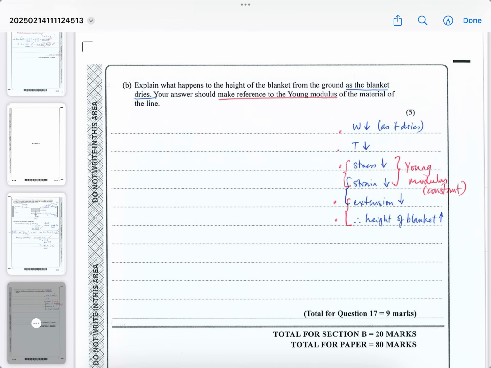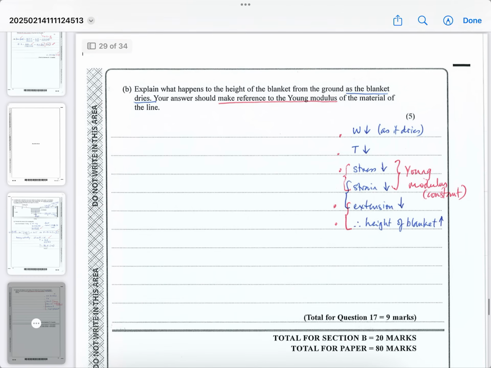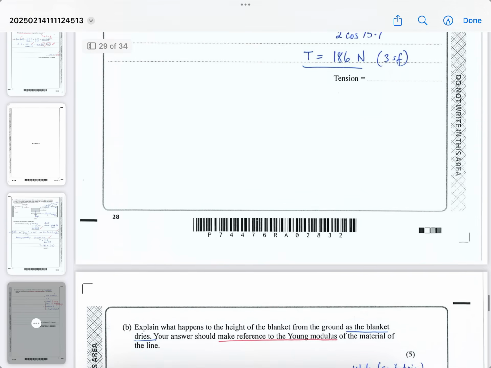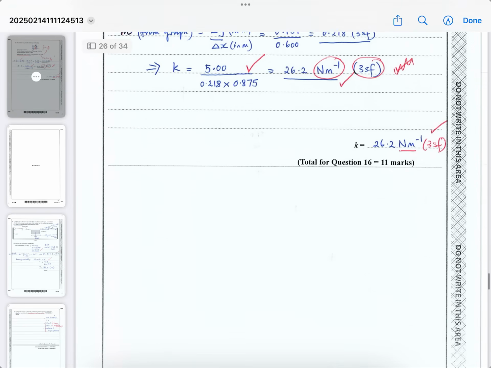And you have to be able to cope with any question in the synoptic section, the final 20 marks in this paper for section B, and I'll go through this in a separate video. So I hope you found that useful.